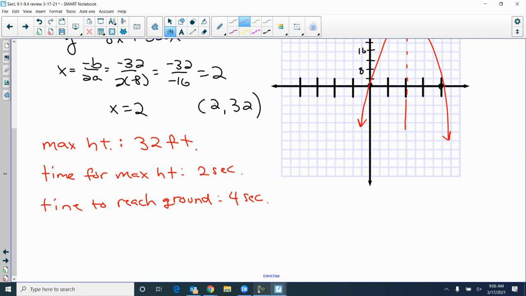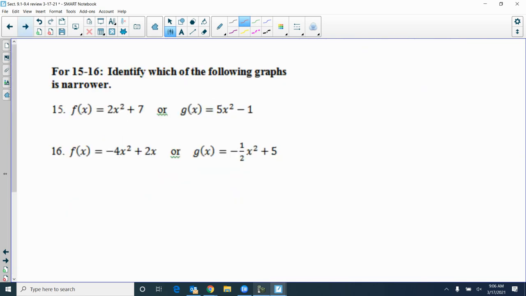Okay, so if I said it was (1.5, 82), what's the max height? How long did it take to get there? How long did it take to hit the ground? Okay, so those are all going to be the same. All you gotta know is the vertex. All right, hopefully you recognize these, and these are good for you, and you don't miss points on these.